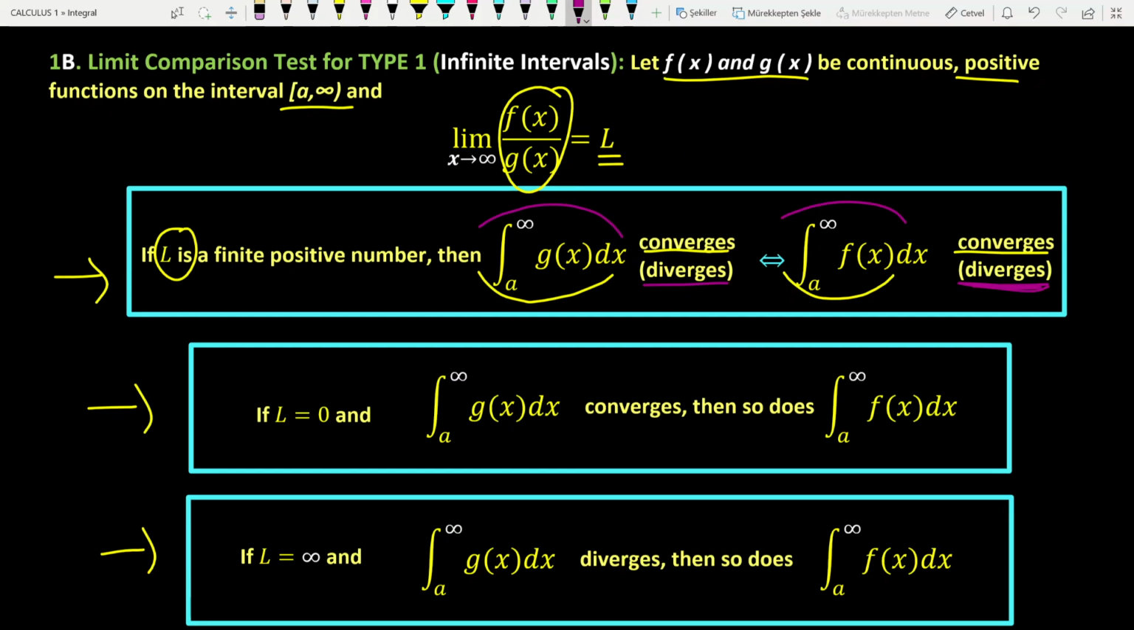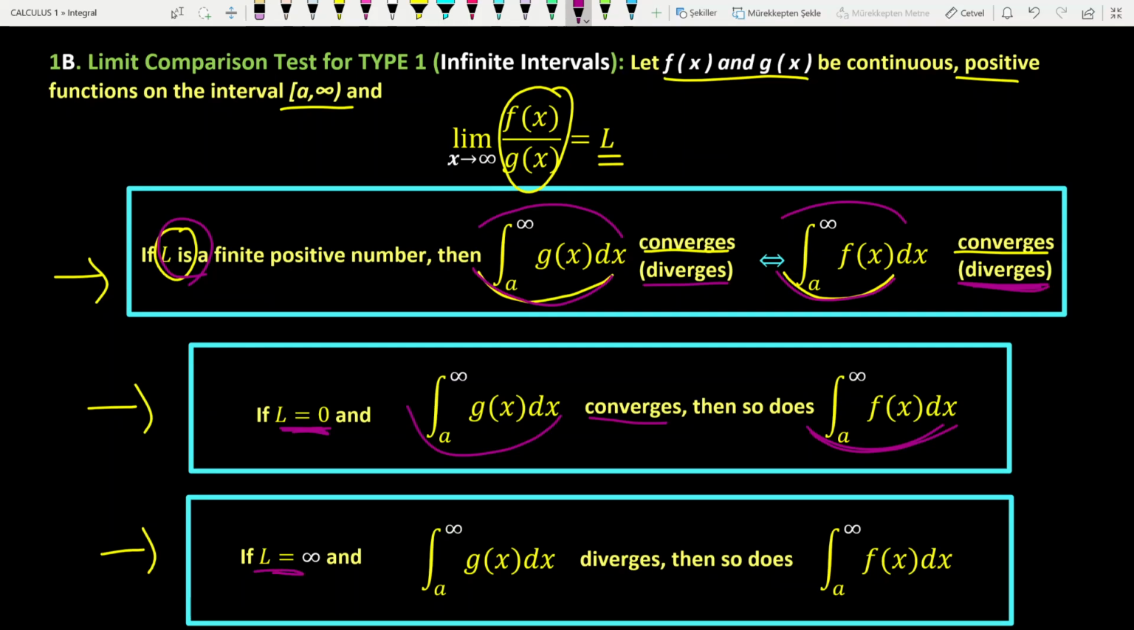So what do we understand from the first case? Assume that L is a finite positive number. In this case, the convergence of the improper integrals of g and f is the same. So they have the same convergence type. Both of them converge or both of them diverge. In the second case, if the answer of this limit is equal to 0 and the improper integral of g converges, then we say that the improper integral of f, which is requested to find, also converges.